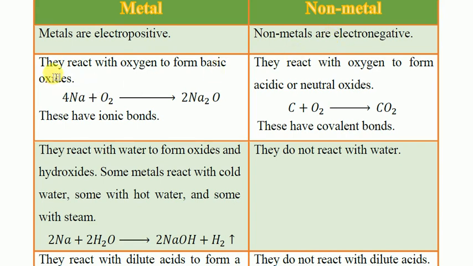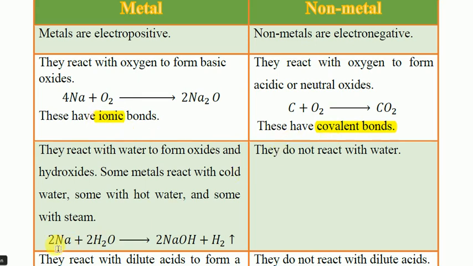Metals react with oxygen to form metal oxides, which generally have ionic bonding. Non-metals react with oxygen to form non-metal oxides, which have covalent bonds. Metal oxides have ionic bonds, non-metal oxides have covalent bonds.